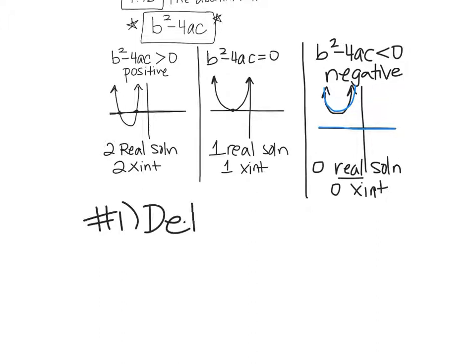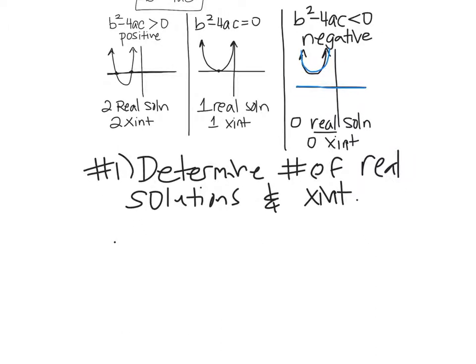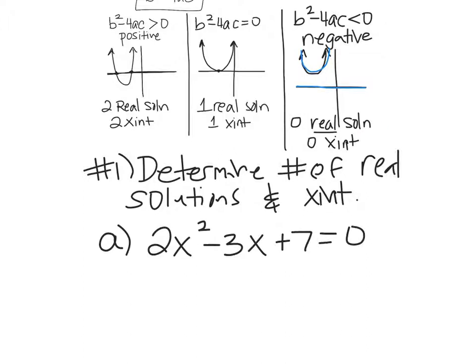Determine the number of real solutions and x-intercepts. They're going to be the same, but they like to ask you both. Okay? Here we go. We'll do maybe 3, maybe one of each. Suppose we have 2x squared minus 3x plus 7 equals 0.